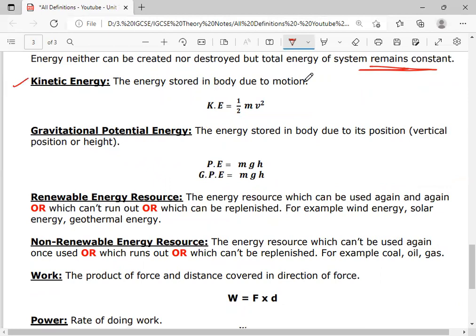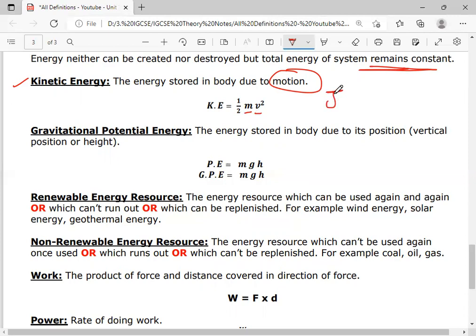Kinetic energy: the energy stored in the body due to the motion. Whenever a body moves, it will possess energy, and that energy is called kinetic energy. And the formula of kinetic energy is equal to half mv square, where m stands for the mass and v stands for the speed, and the unit of kinetic energy will be joules.